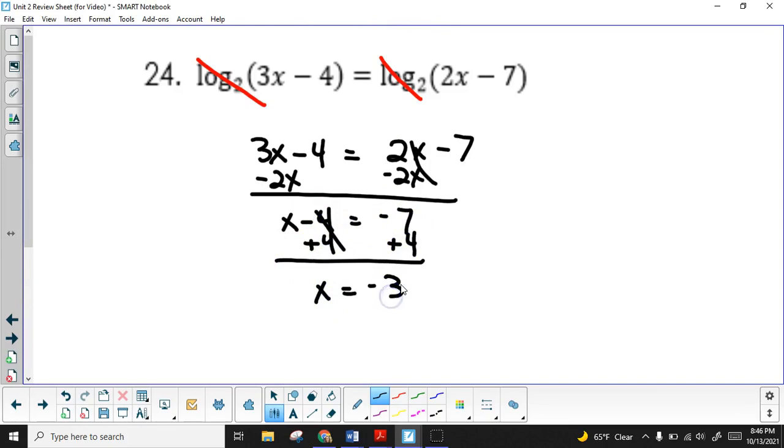But since this is a log problem, we want to make sure that we're working with positive numbers. If we were to plug in negative 3 into our original problem, then we would have negative numbers, and we cannot take the log of a negative number. The log of a negative number does not exist. So that means that this is an extraneous solution. So what is our actual solution to this problem? There are no solutions to this problem. The only one that works for this algebra problem is a value of negative 3. But that negative 3, even though it works for this algebra problem, does not work in our original log problem. And so there is no solution.